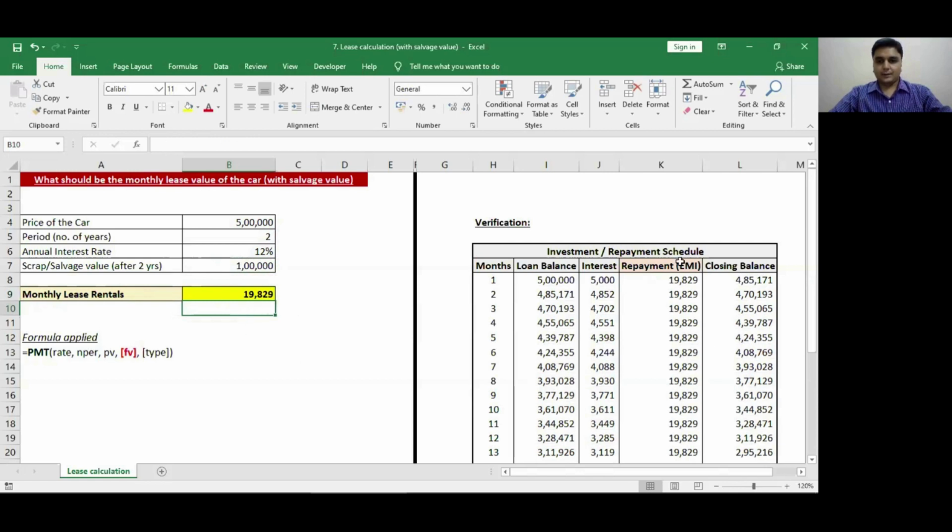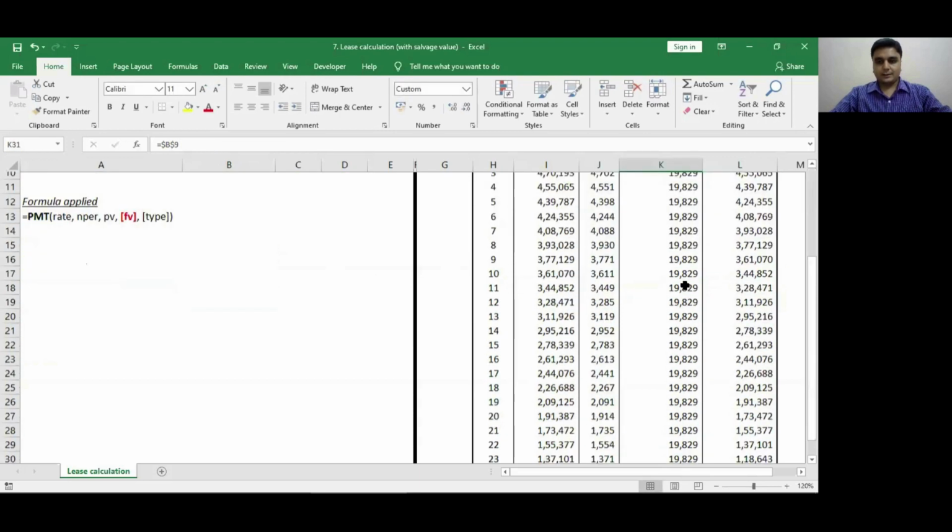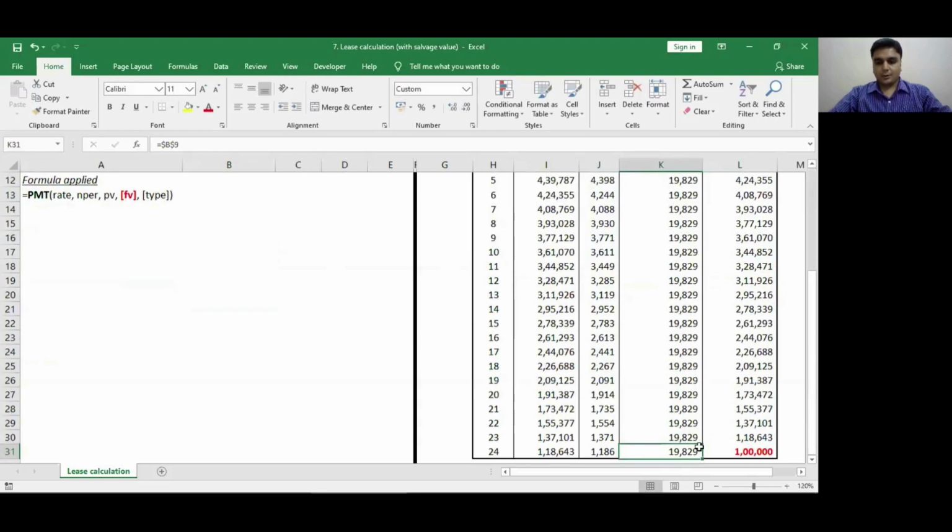You can also verify this from this repayment schedule. The opening balance was 5 lakh rupees, as you can see from here. Interest will be 12% on a monthly basis. Repayment would be 19,829. And closing balance is calculated by adding loan balance plus interest minus repayment. So like this, if I come directly on 24th month, you will see as I make the last payment of the installment, the closing balance, which is in the form of scrap value, will become 1 lakh. Let's go on to another exercise.